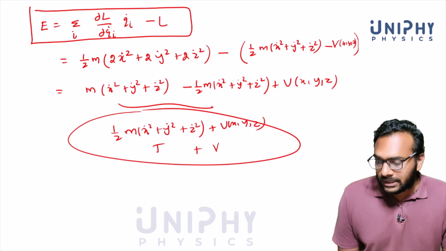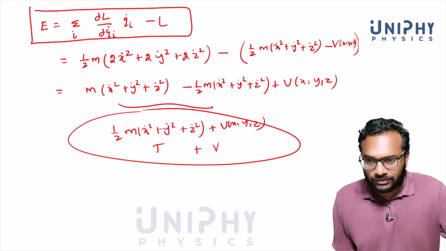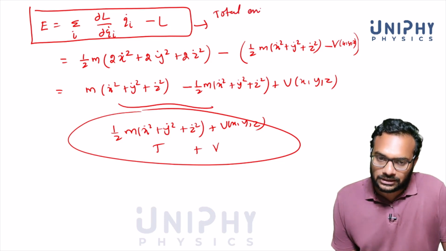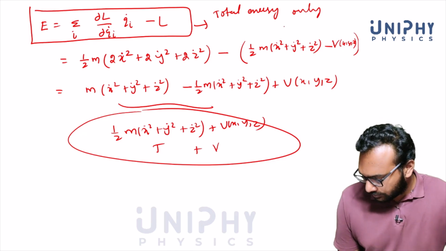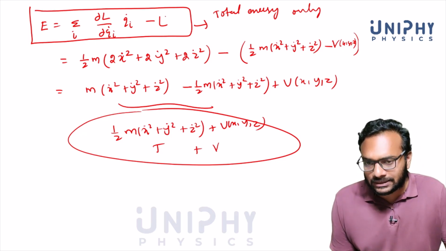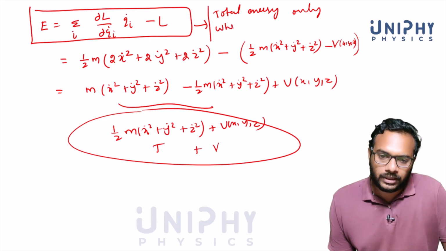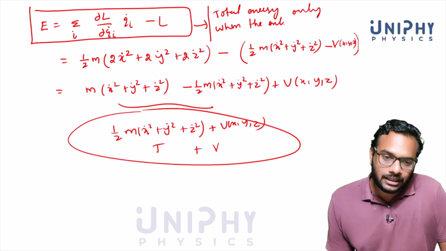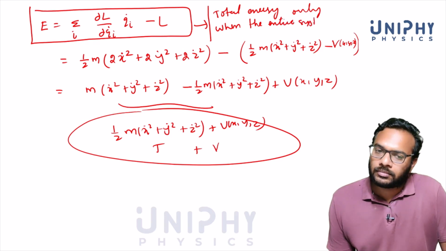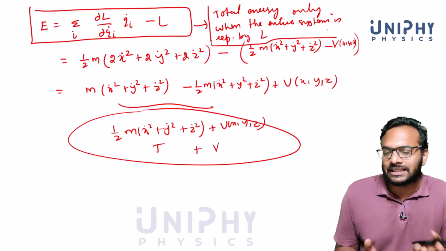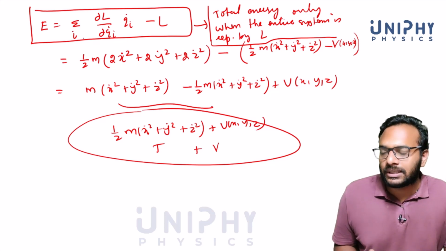Now we have to be a bit careful here. The quantity that we are discussing here is the total conserved energy of the system only when the entire system is represented by this Lagrangian. So if it's only a part of a system, if it's interacting with something else, then this cannot be the total energy.